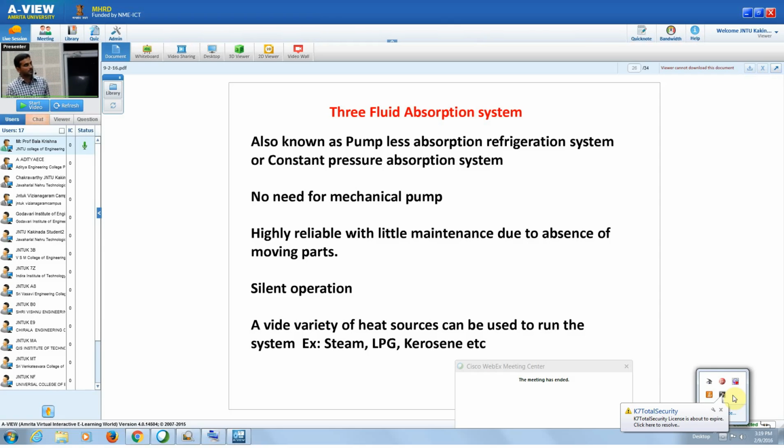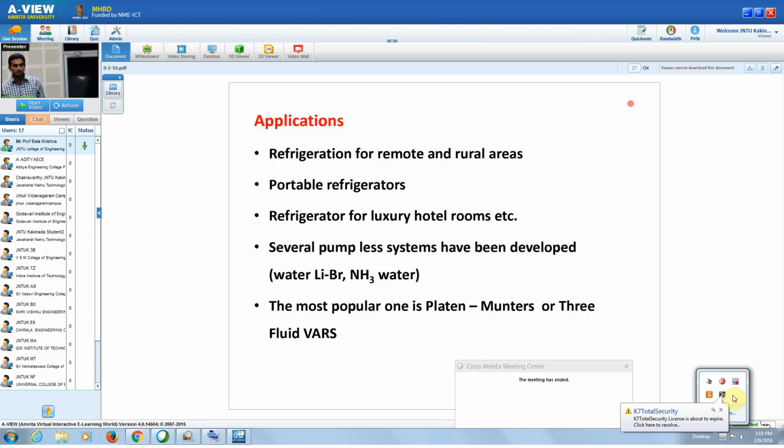Coming to the applications of this three fluid system, there is refrigeration for remote and rural areas, because there is no need for any mechanical or electrical energy to run a pump. Therefore, you can install this kind of system in any place, even a remote place where electricity is not available. The only requirement is a heat source. If you get some heat source, this three fluid system will work and we can produce a refrigeration effect. And it's a portable refrigerator; the size of the system is also not large.